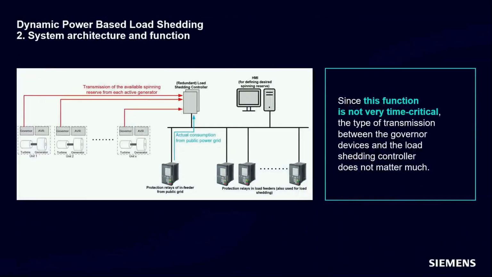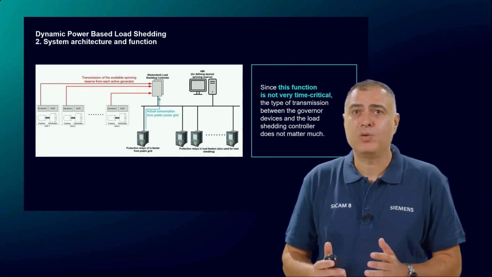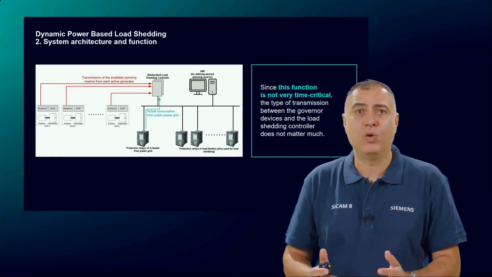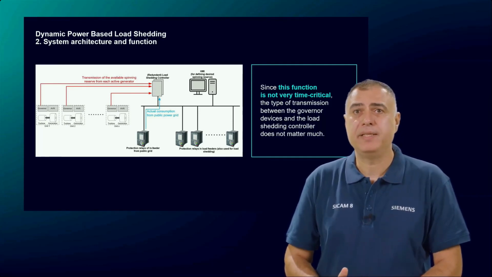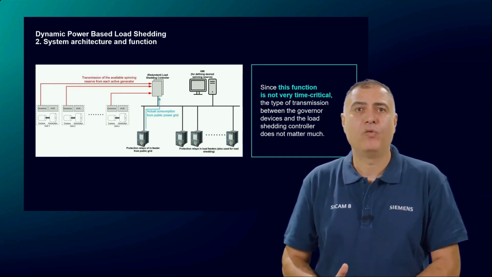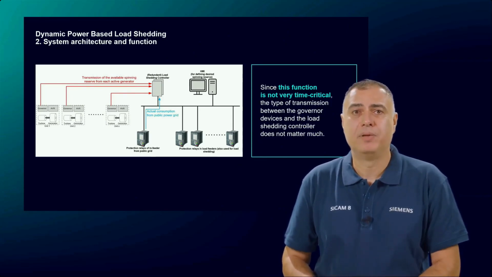As you can see in this architecture, the load shedding controller receives information about the available power reserve from the primary controllers of the generators and from the public grid in feeder. On the other hand, the controller receives the current consumption of loads via the power meters or protection devices in the load feeders. Therefore, it is easy for the controller to compare the desired power reserve with the available reserve and to trip the required number of low priority loads if the desired active power reserve is not available.